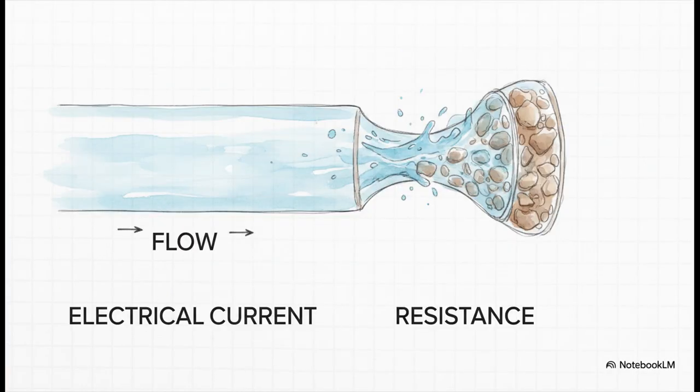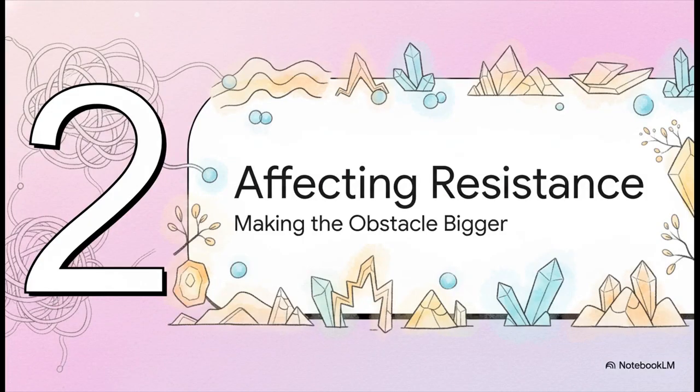You know that water pipe analogy we've been using? It works perfectly here. So if voltage is the water pressure and current is how fast the water is flowing, then resistance is like all the junk inside the pipe. It's like pebbles, gunk, friction, anything that makes it harder for the water to get through. The more resistance, the tougher it is for that current to flow. Simple as that.